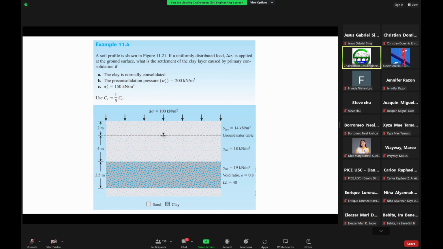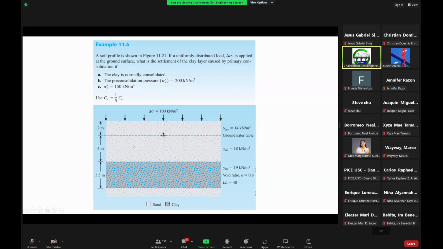We have here a soil profile with a uniformly distributed load delta sigma of 100 kilopascals applied at the ground surface. Then we are asked for the settlement of the clay layer caused by primary consolidation. We have three cases. For letter A, the clay is normally consolidated. B, the pre-consolidation pressure, sigma prime sub C, is 200 kilopascals. And C, the pre-consolidation pressure is 150 kilopascals.